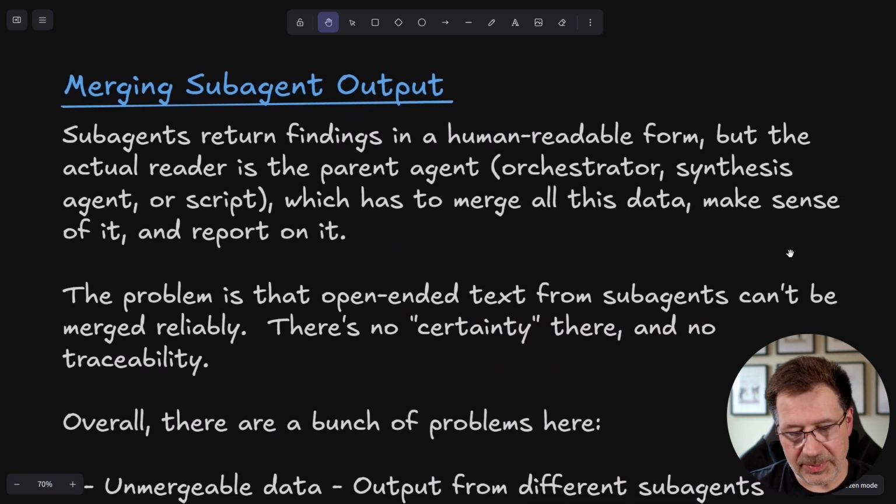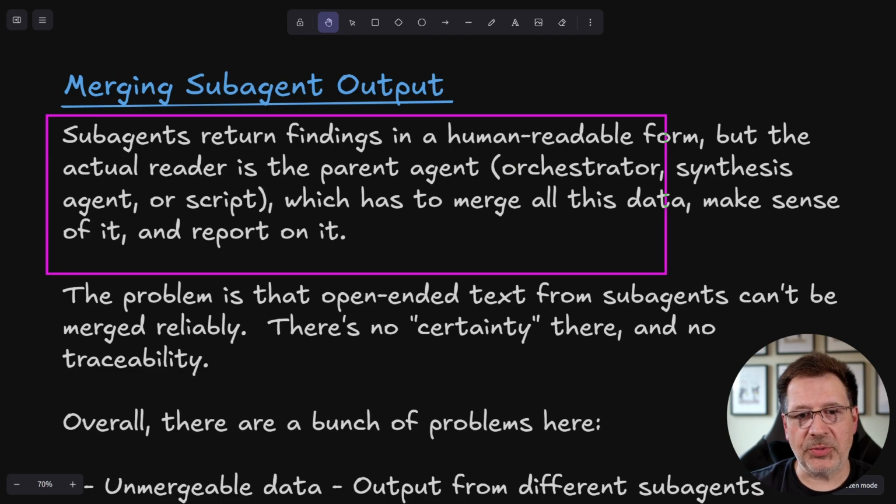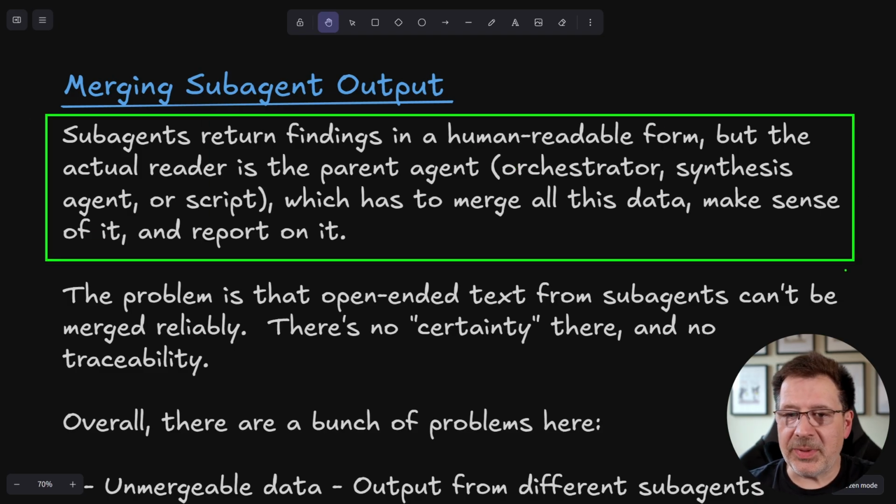So what we're talking about is the fact that when you have multiple subagents, those subagents try to return data to you using human readable form. So in other words, if you're talking to Claude, Claude responds back in a chat type of session. The subagents do exactly the same thing. They're all different instances of Claude Code after all.